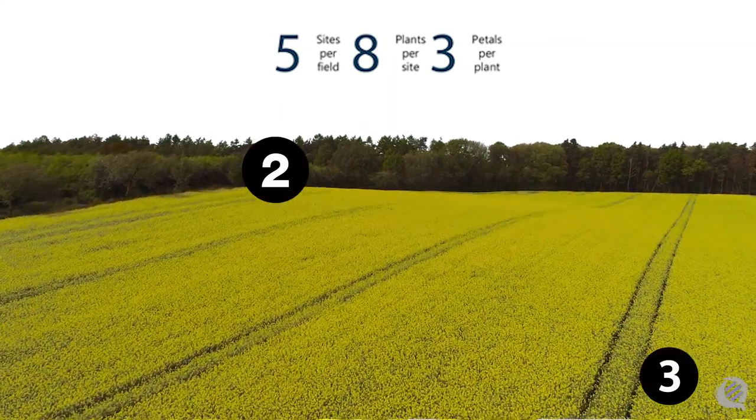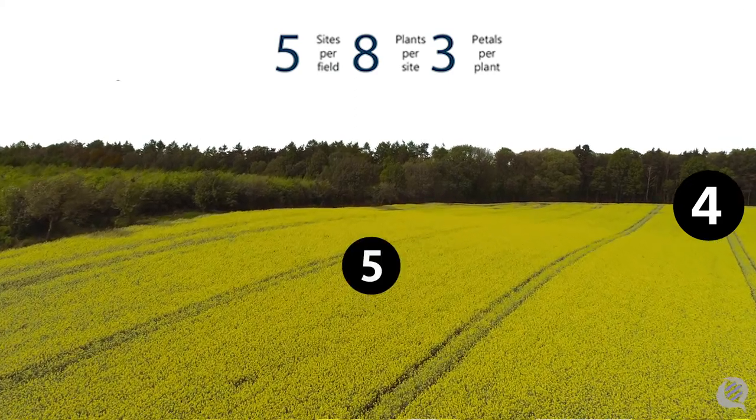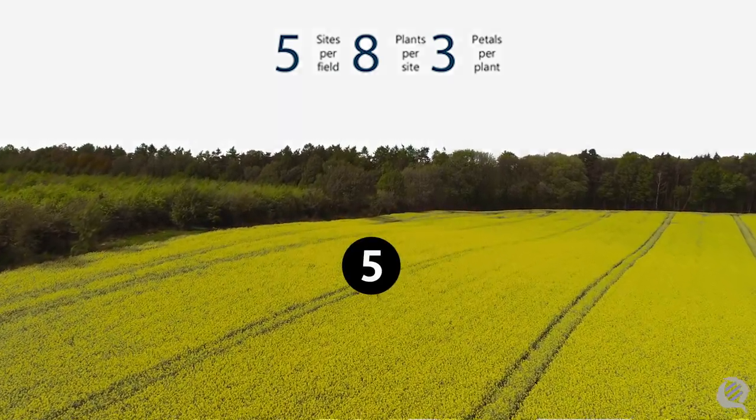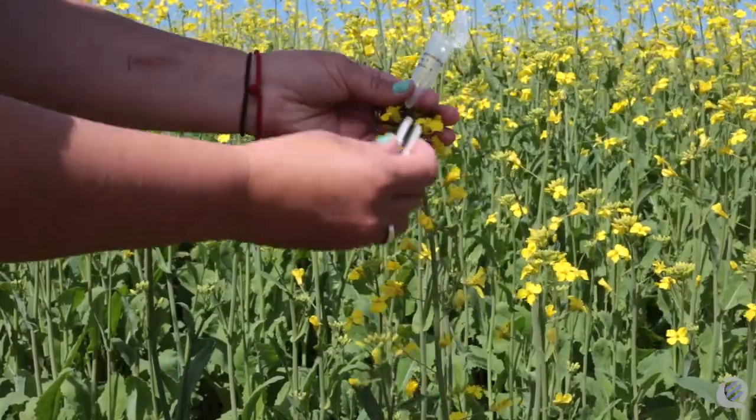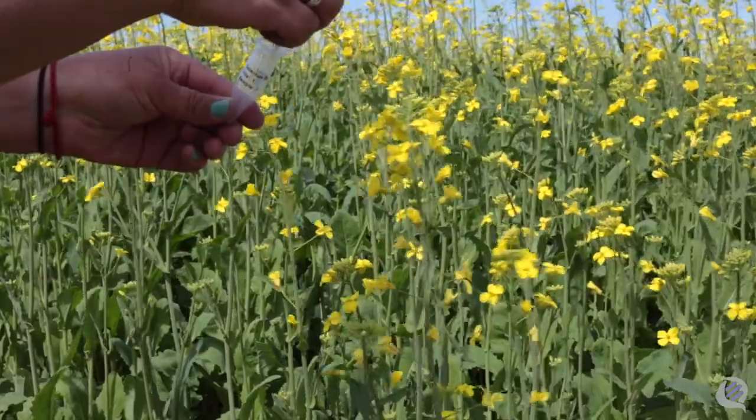Identify the field you wish to sample and identify 5 sites in the crop, taking petals from 8 different plants. Collection is important to ensure you are receiving an accurate representation of your field. Here's Heather to show you how to collect your petals.